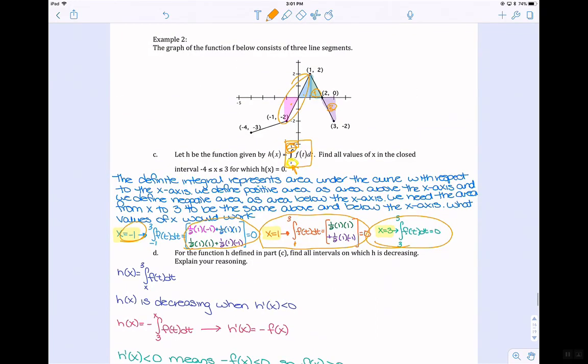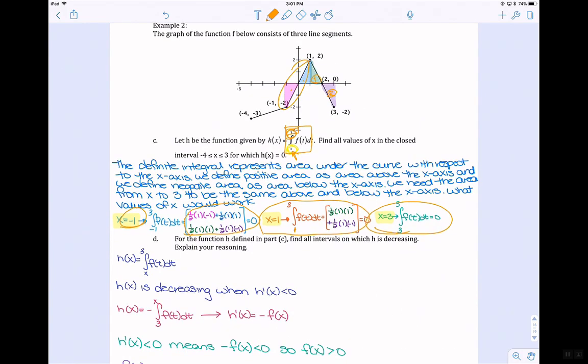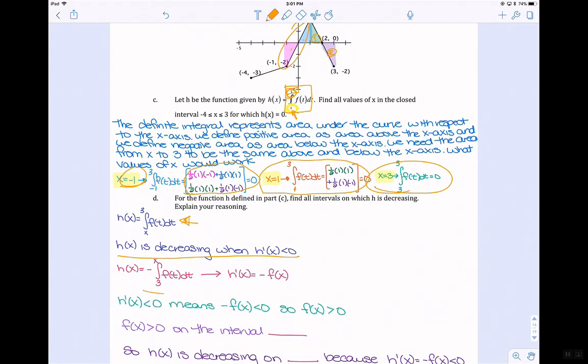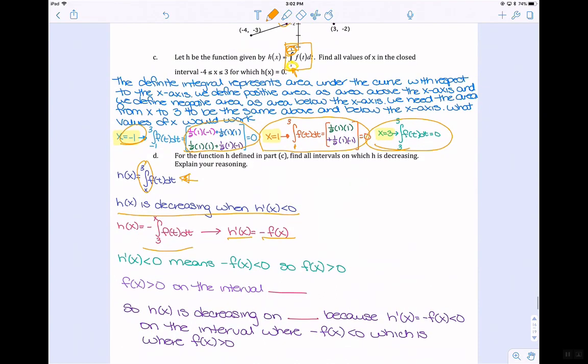And now looking at this, for the function h defined in part C, find all the intervals for which h is decreasing. So here's h of x. H of x is decreasing when h prime of x is less than 0. So first, find h of x. So I need to flip and multiply my boundaries and make everything negative. And what you notice is that h prime of x is equal to negative f of x.